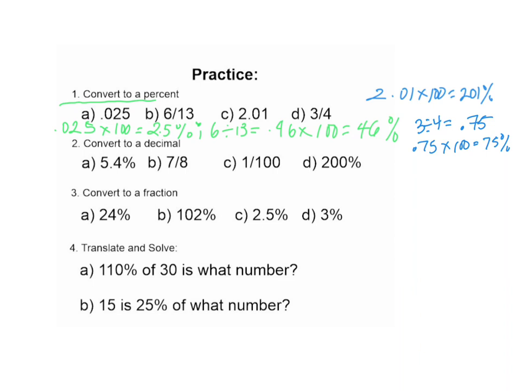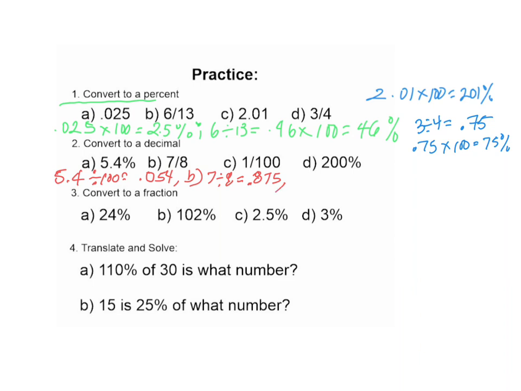It says convert to a decimal. 5.4%. If we convert a percentage to a decimal, we divide by 100. And that gives us 0.054. B is 7 divided by 8. Well, since it's a fraction, all I got to do is divide it out, and I'll get the decimal. 7 divided by 8 equals what? If you said 0.875, you are correct.